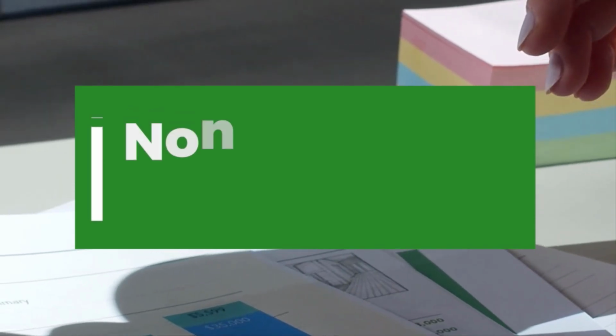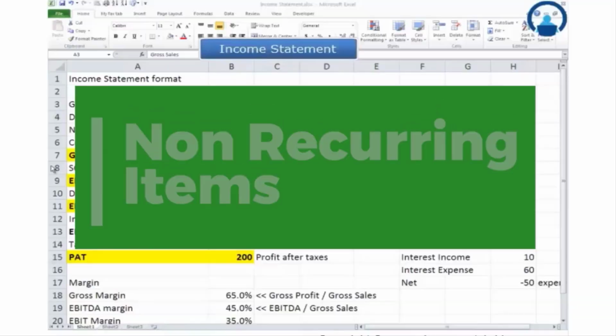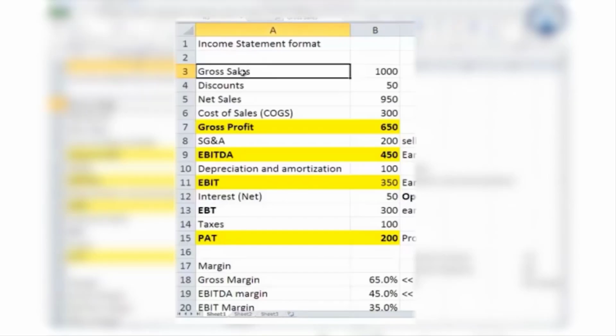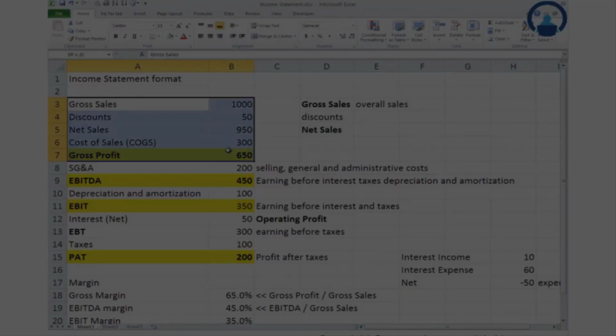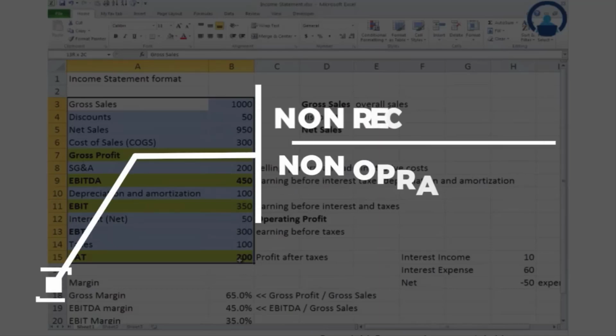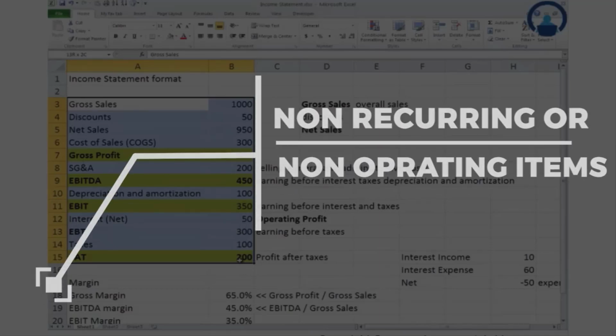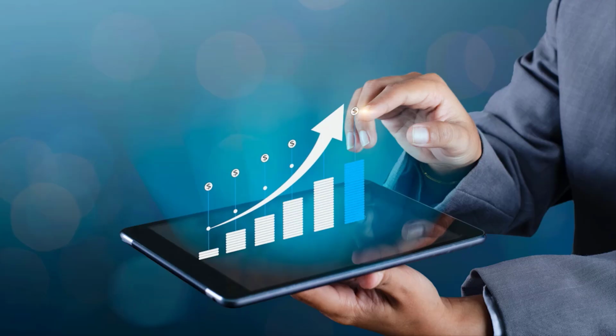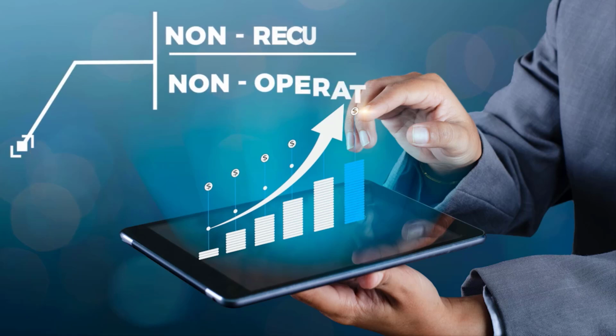Now that we have discussed the basic format of the income statement, here we have gone by an assumption that all the items here would be recurring in nature. In fact, we have not included any non-recurring or non-operating items. And there is a way in which these items are included. So in this set of video tutorials, we'll discuss how these non-operating or non-recurring items are included.